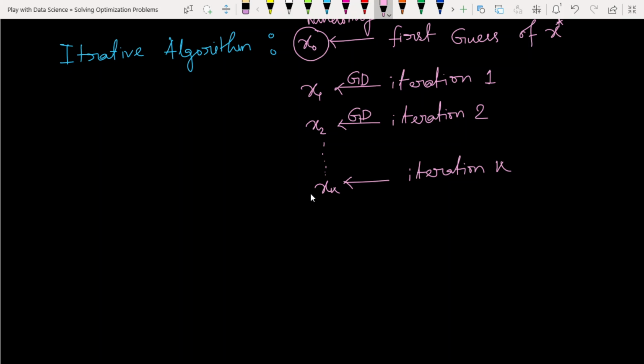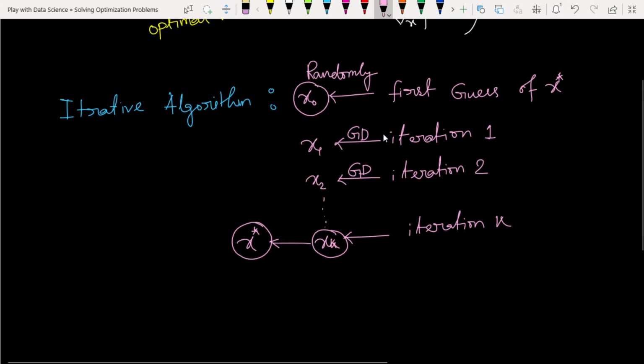According to our situation and our choice, we decide after k iterations whether this value is the optimal value or not. So this is the simple technique of our iteration.